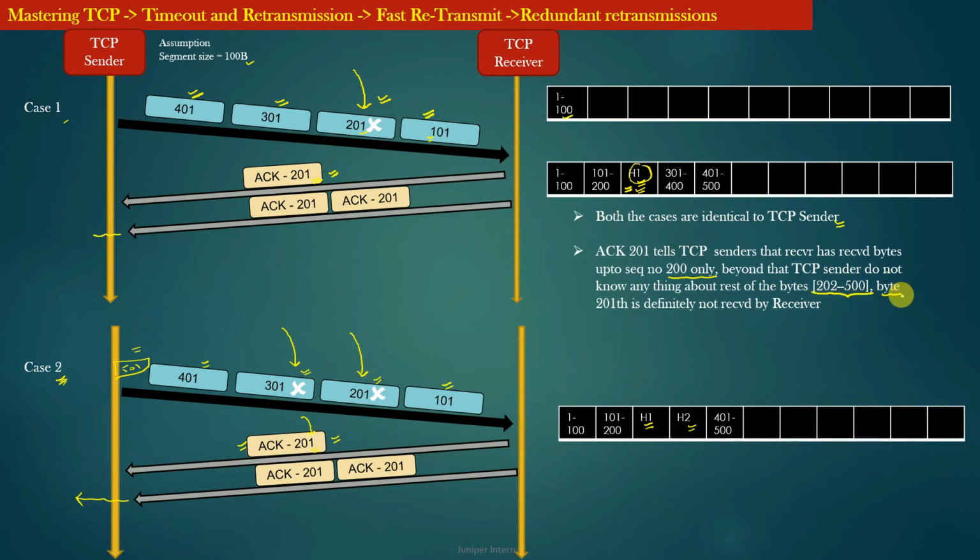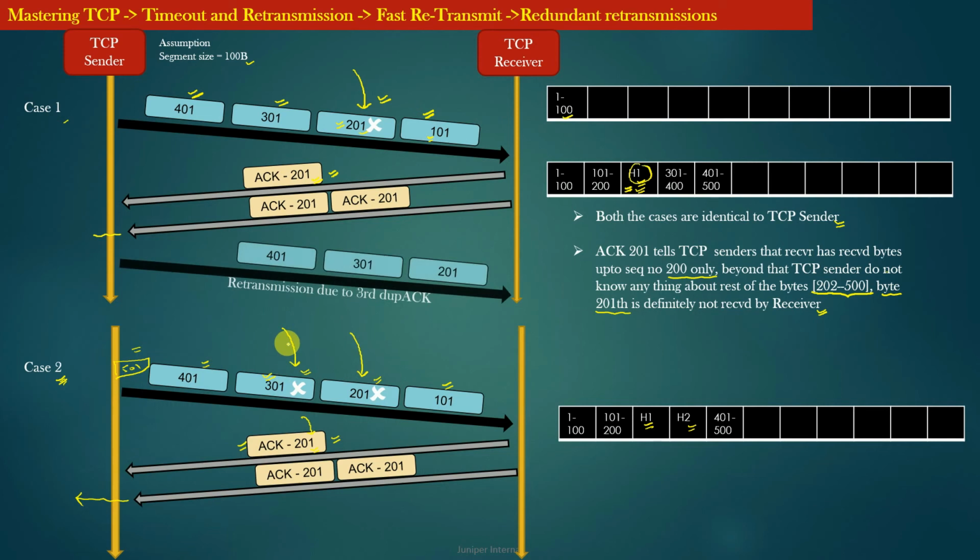Whereas the TCP sender knows that byte number 201 is definitely not received by the TCP receiver because it is receiving an ACK with acknowledgement number 201. So what do you think? What should the TCP sender do in this case? The TCP sender now does not know whether it has to retransmit segment number 201 only, or it has to retransmit segment number 201 as well as segment number 301. The TCP sender has no information about any bytes beyond sequence number 202.